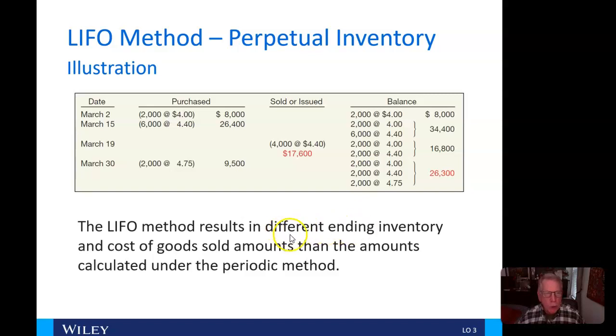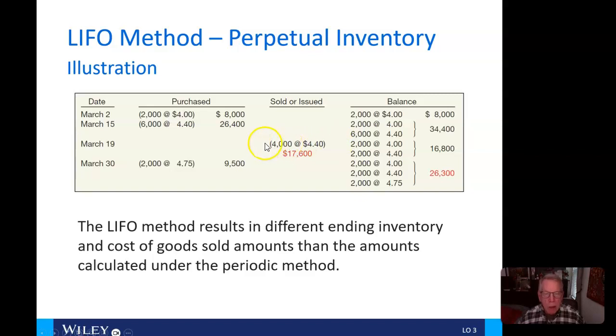And again, we do it row by row, and we will be selling, however, under LIFO from the bottom up. We'll be keeping inventory from the top down. Okay, so here's our transaction. Here we have beginning inventory. Here we have purchased 6,000 more units. So we'll bring this row down, bring this purchase across, just like we did with FIFO.